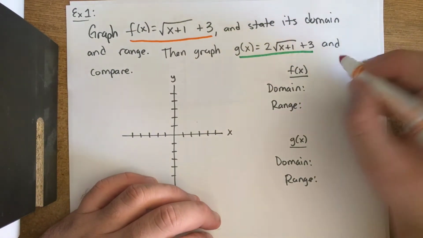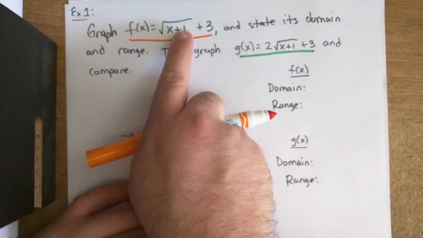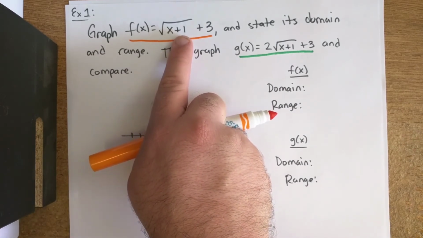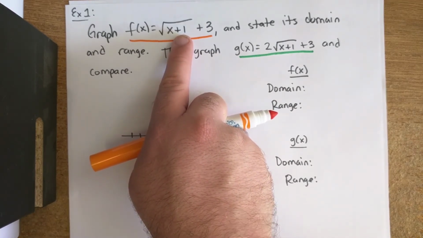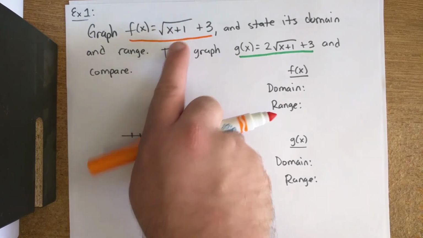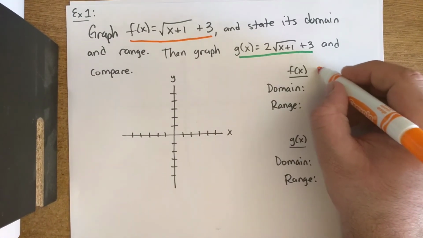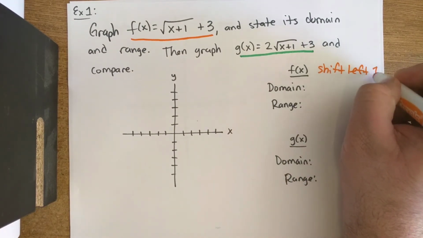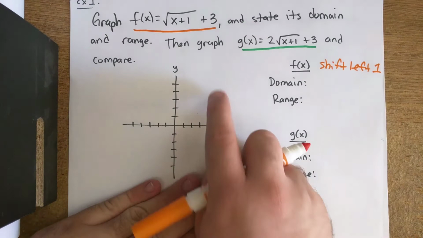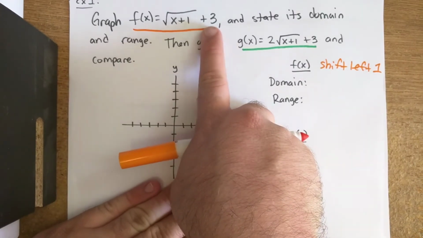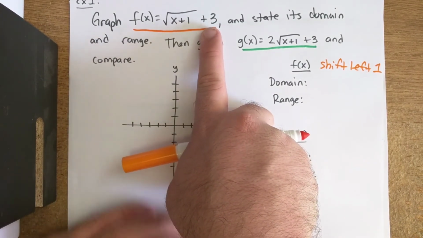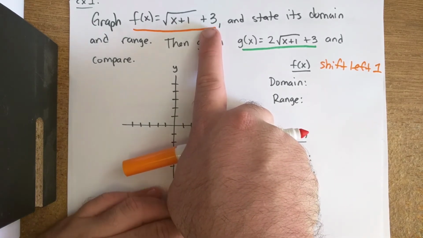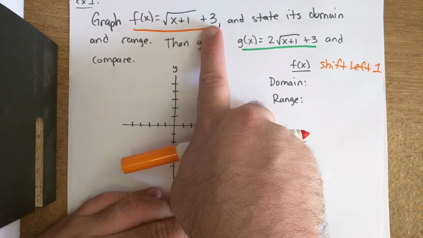For f of x, because we have a plus 1 on the inside, that's our h value. Now, h shifts left and right. It's plus 1, so you would think it shifts right. But because h lies, this function is actually going to shift to the left 1. Now plus 3 is on the outside. If you compare it to your parent function, that's your k value. K tells the truth, so this is really plus 3.